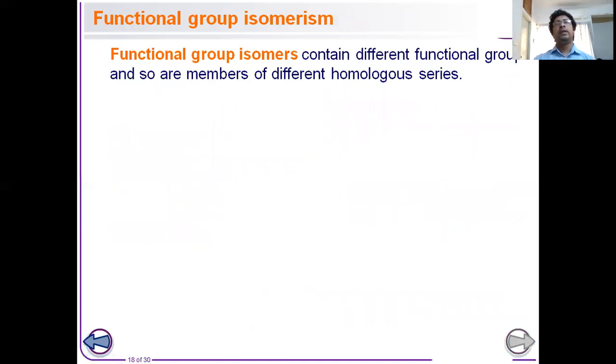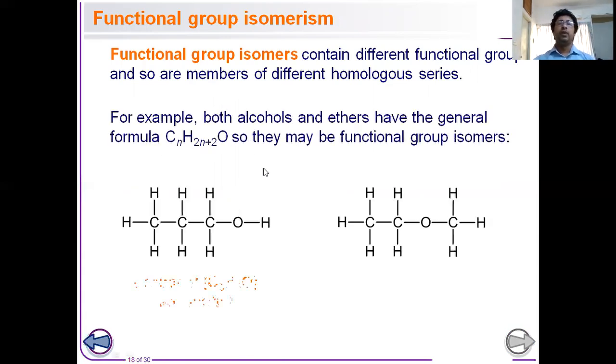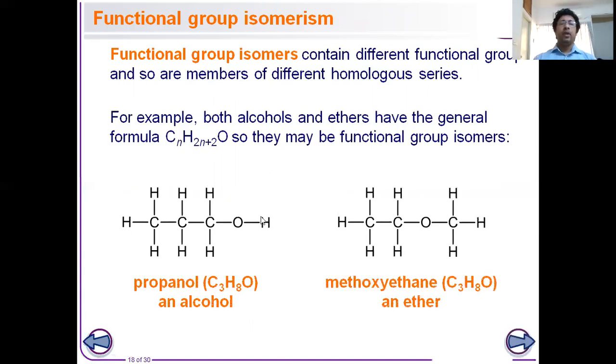Then another type of structural isomerism is functional group isomers. You can see the molecular formula of both the molecules is C3H8O, but we can arrange it in different ways, so they are isomers. But what type of isomers are they? That is the question.